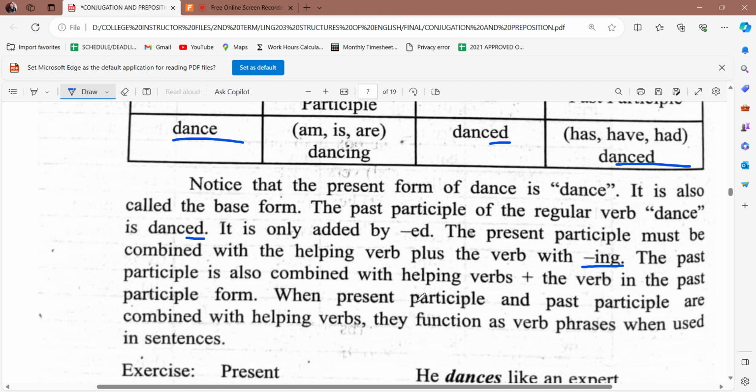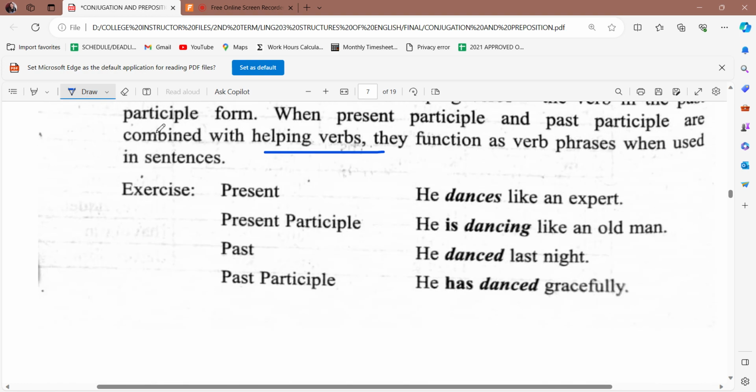sentence. Again, when present participle and past participle are combined with helping verbs, these verbs right here, is, are, was, and were, they function as verb phrases when used in the sentence. Okay, so later on, we're also going to discuss the verb phrases or the different kinds of phrases. So like this one. He dances like an expert.